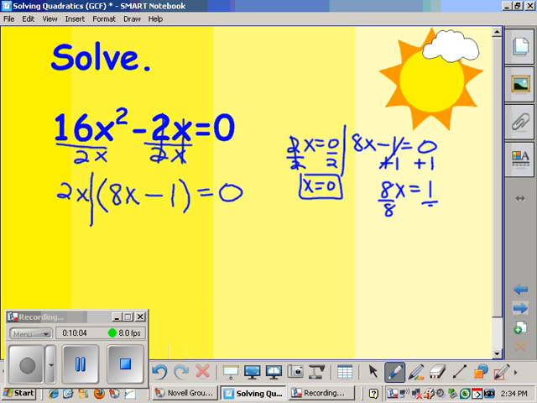Then when we divide by 8, x equals 1/8. And that's okay to get a fraction. If you were to graph this x-intercept, it would just be slightly to the right of 0 on the x-axis.